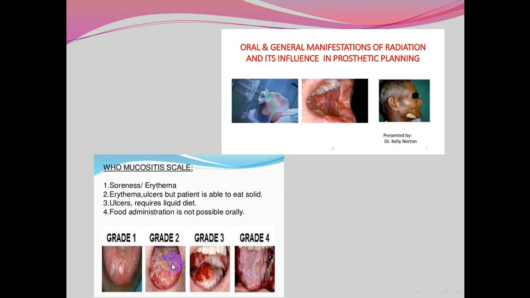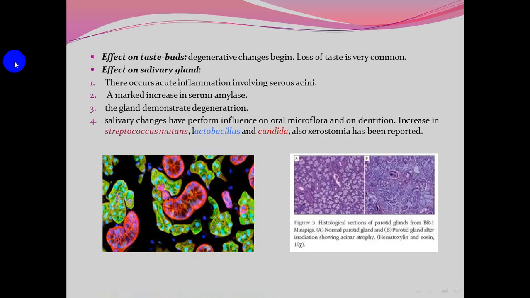In relation to the salivary gland, there are many things that may happen to it. Firstly, it may undergo acute inflammation involving the serous acini of the gland. Second, a marked increase in serum amylase could be found with salivary glands that undergo continuous or chronic exposure to radiation. The gland then demonstrates degeneration.